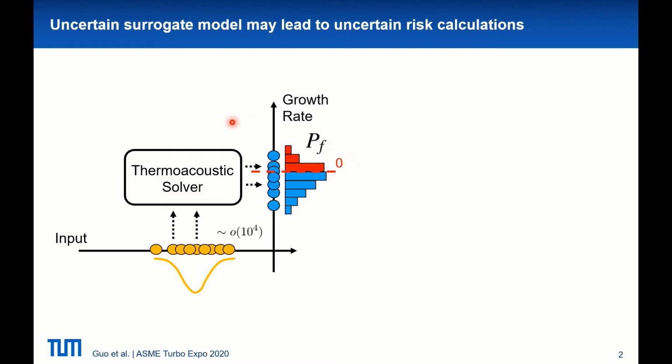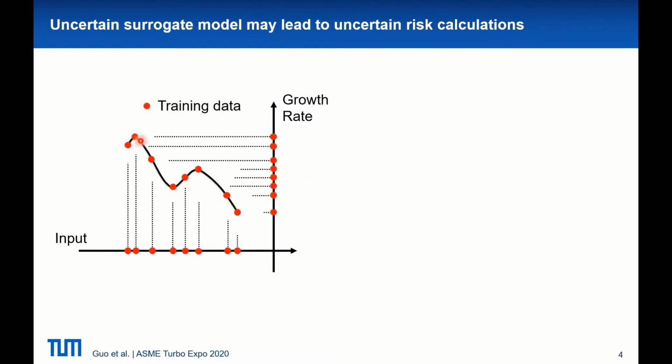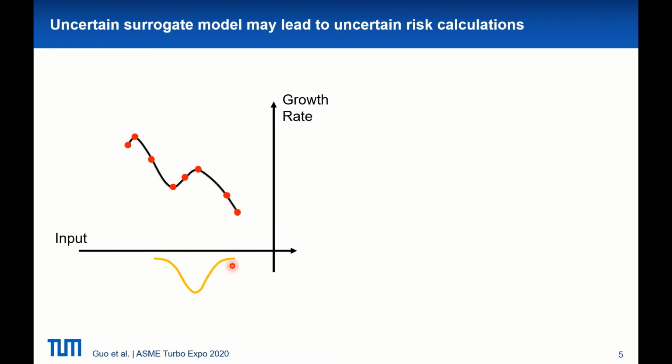To avoid calling the thermoacoustic solver over and over again, we can train a surrogate model instead to accelerate this uncertainty propagation process. First, we draw some representative samples from the input. We call some acoustic solver to calculate their corresponding responses. Based on this training dataset, we can fit a surrogate model. Later on, we can apply the Monte Carlo procedure directly to the surrogate model and instantly obtain the output distribution and its associated instability risk value.